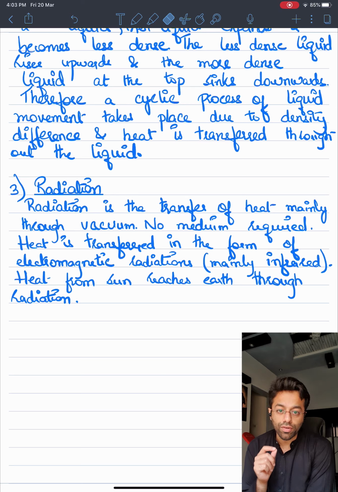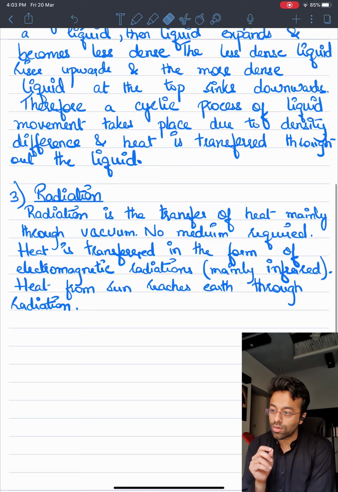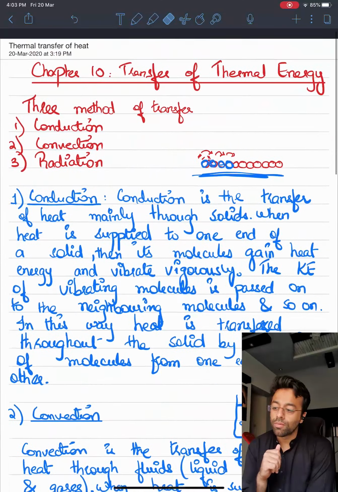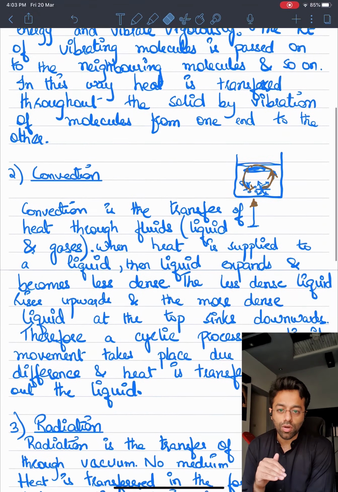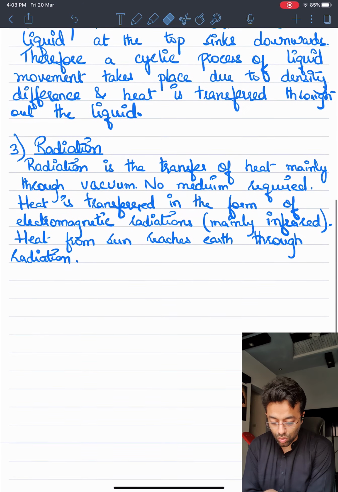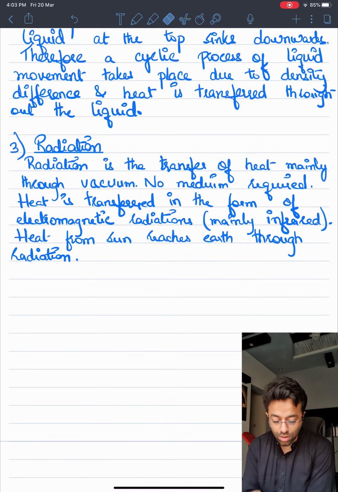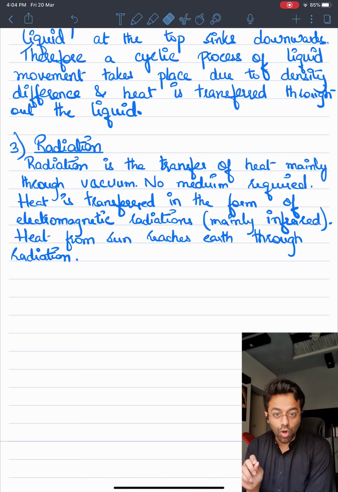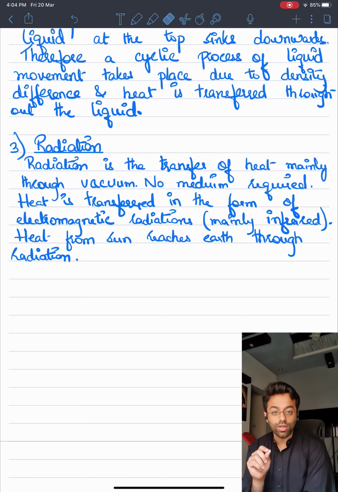So this is your first lecture on the topic thermal heat transfer. There's a lot left, but go through these topics, and your assignment for the moment is that you have to make your own notes the way we used to make them in class, when I used to write all this on the board and you used to copy them into your copies. So this is your assignment. I'll upload it on your Google Classroom.